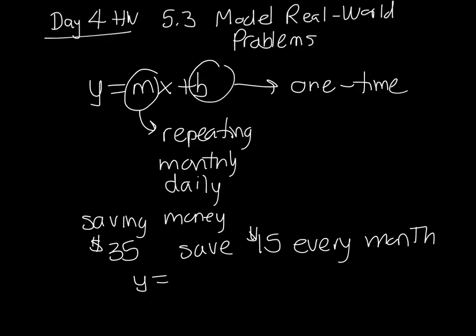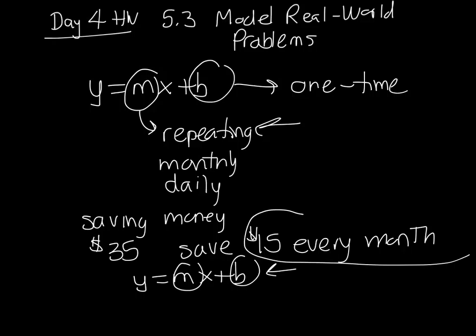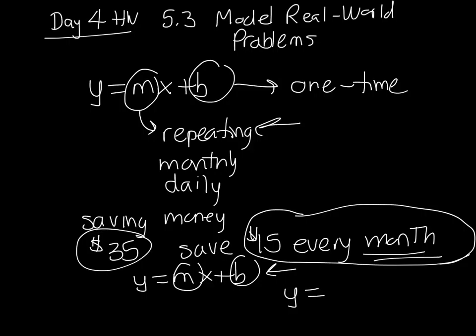We can always think of it as y equals mx plus b, and again, just fill in what is the m, the thing that's repeating, and what is the b, the one-time event. So in this case, $15 every month is obviously the thing that's repeating. He's going to get $15 more every month. The one-time event is that he's starting with $35. So a real basic way to write this equation would just be y equals 15x plus 35.